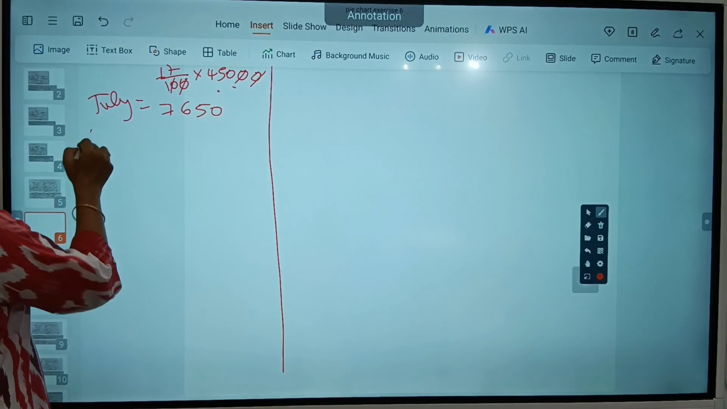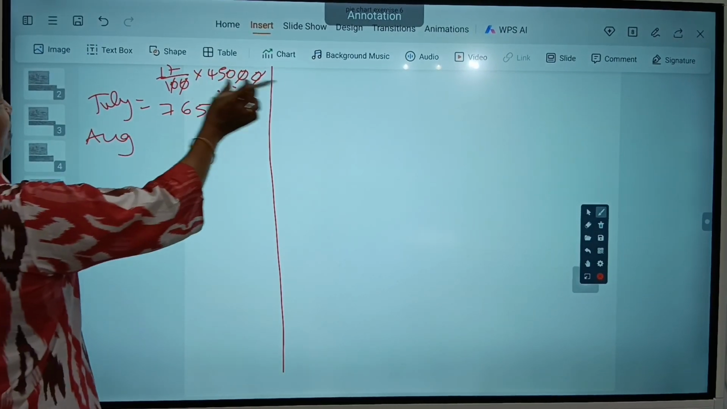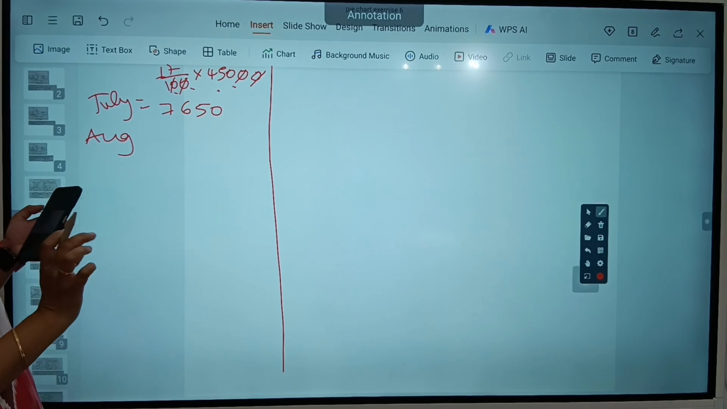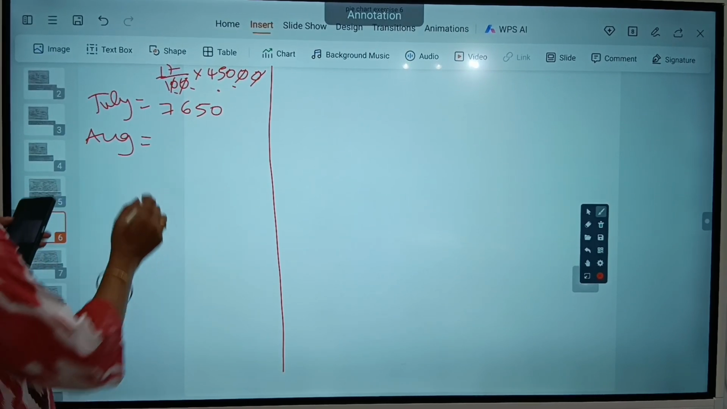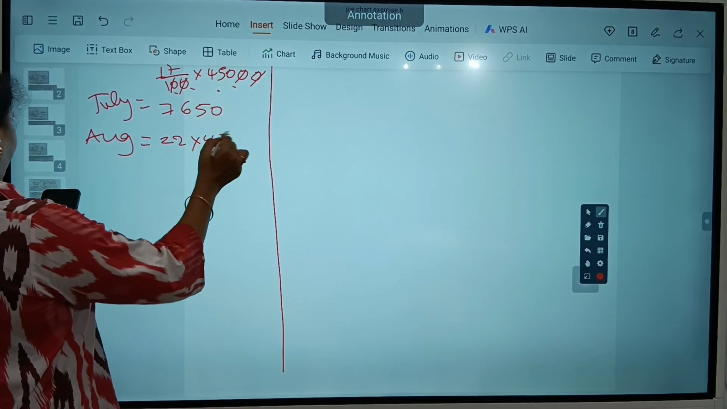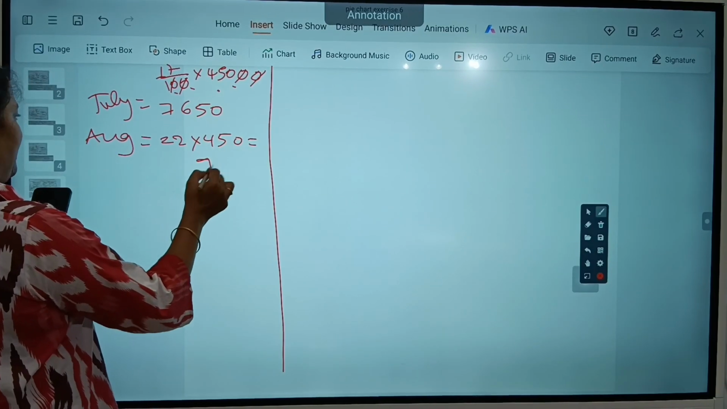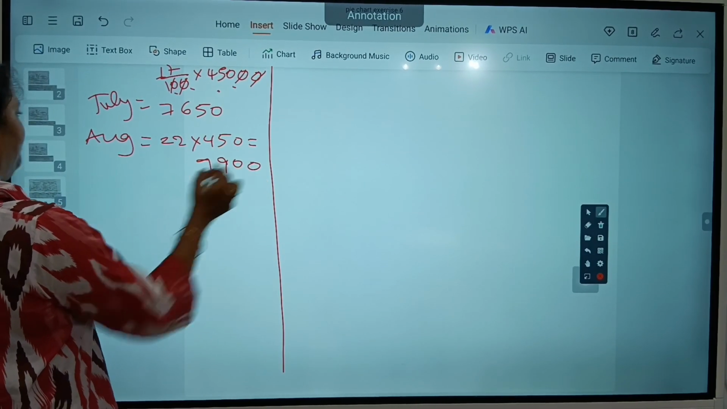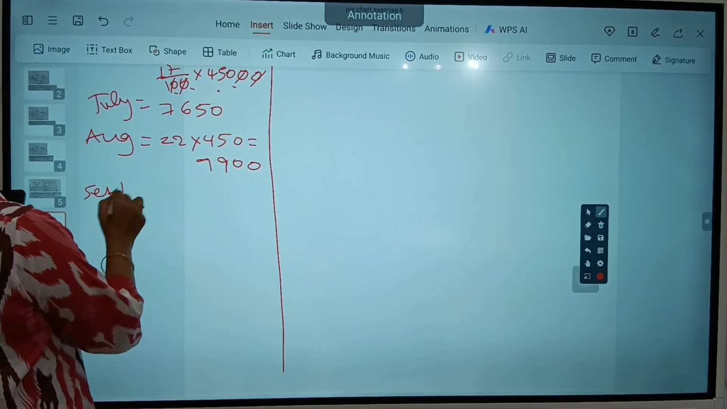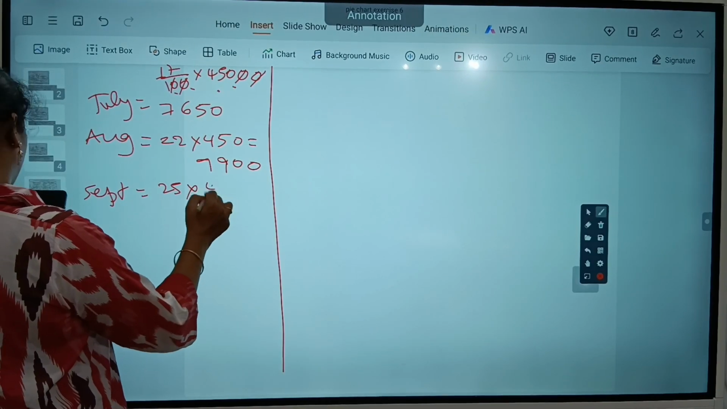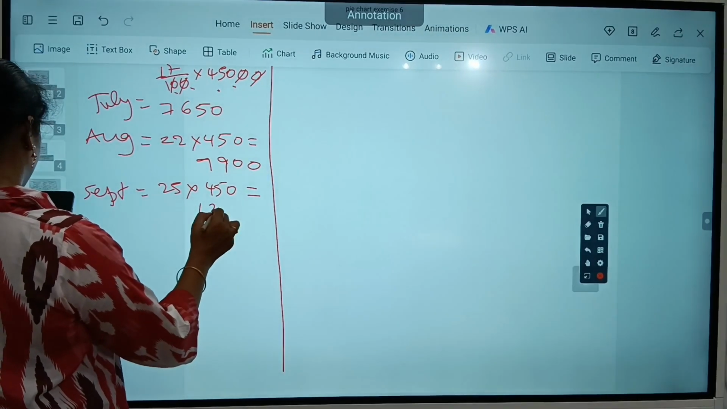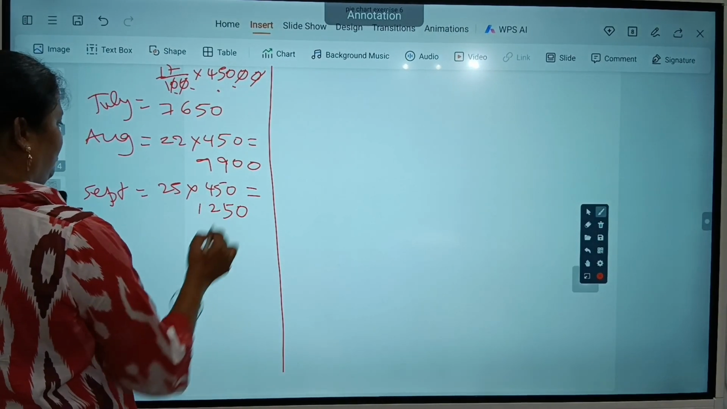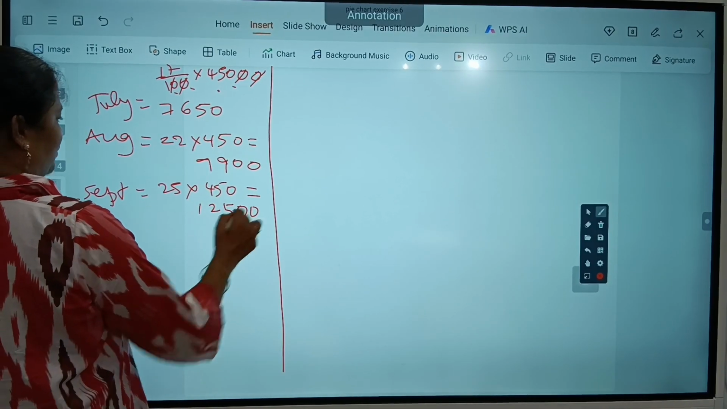And again for August, I will not be using the zero cancel method; I will be directly using the formula. 22 into 450 is nothing but 9,900. September, it is 25 into 450. This is nothing but 12,500.